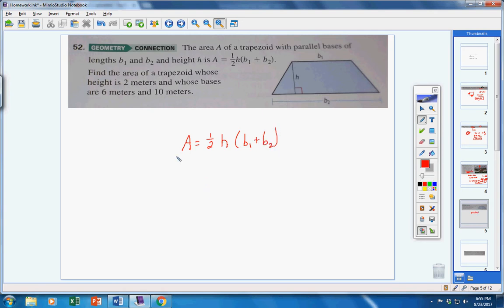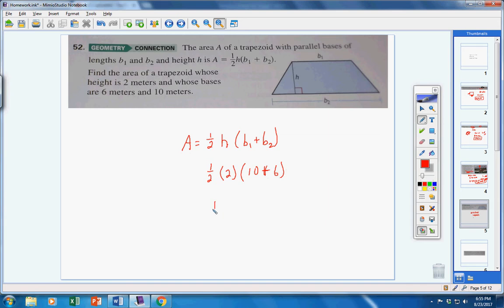There we go. Find the area of the trapezoid whose height is 2. So I have 1/2 times 2, and whose bases are 6 and 10. Now some of you might say, well, Mr. Earhart, which base is 6 and which one is 10? It really doesn't matter since you're adding them. It's just going to be 6 plus 10, or you could put 10 plus 6. It really doesn't matter. Okay?